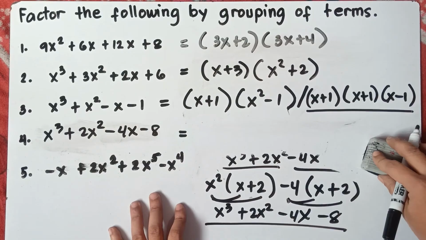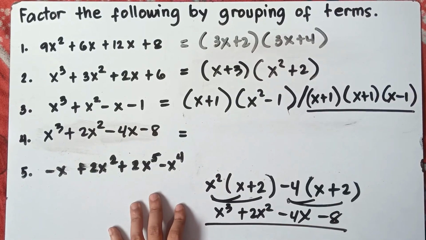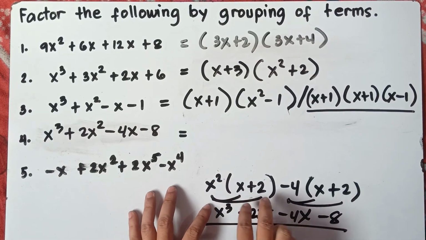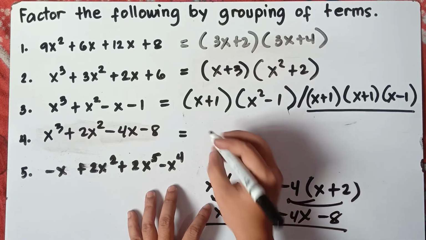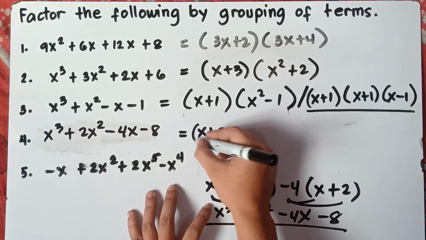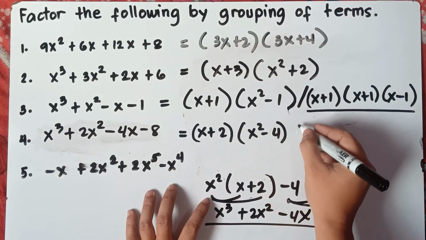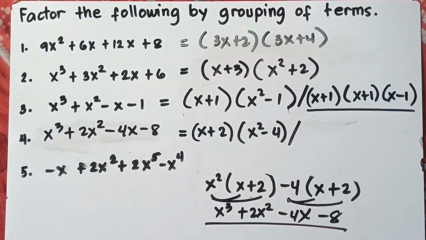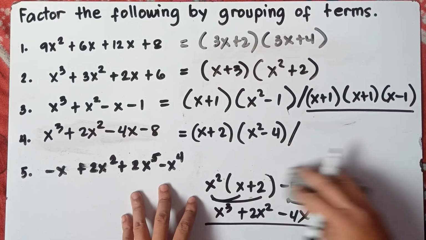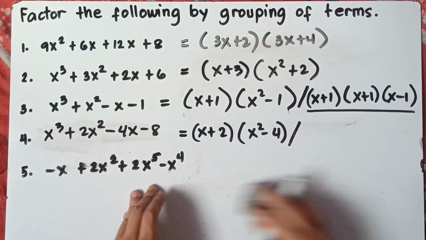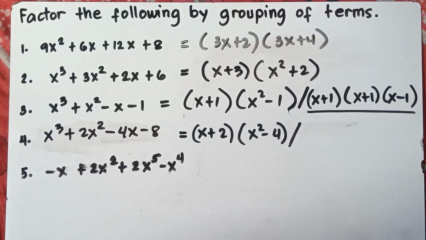Alright, so our answer will be, so we have 2 factors. So we have x plus 2, you make it as 1. X plus 2, then the other one is x squared minus 4. Once again, class, if I will be your teacher, that's not your final answer yet. Why is that, sir? Because, okay, why is that, sir?